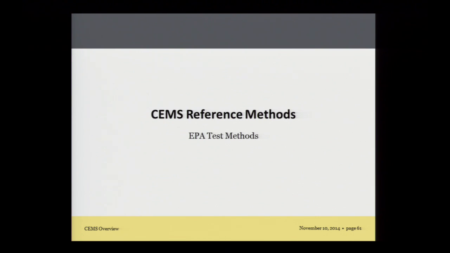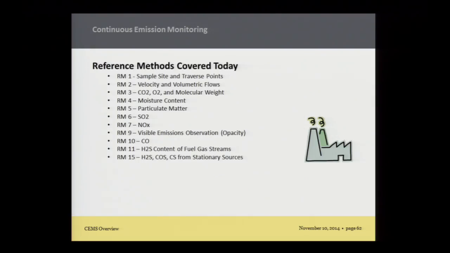So CEMS reference methods. Here's where we get in. We're going to talk a little bit about some of the stack testing methods just so you're familiar with what your guys are out there running. What we're going to cover today is reference methods 1, 2, 3, 4, 5, 6, 7, 9, 10, 11, 15. I know that's fast, but there's a bunch in between that I'm going to skip because they're probably not applicable to CEMS. If you ever have any questions, I would say get with your stack testing companies.